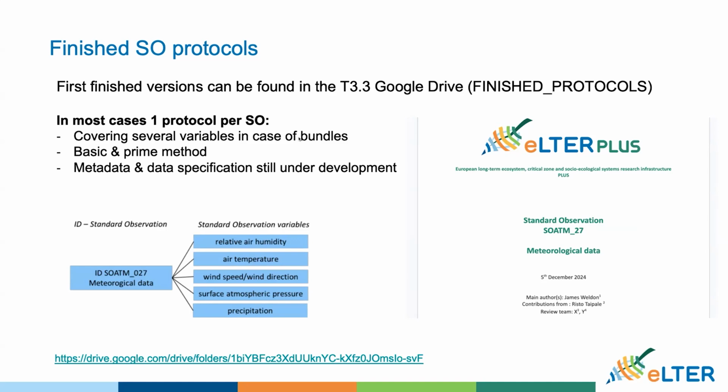So one thing to mention that has caused some confusion sometimes is that the SOs are in many cases, or most cases, bundles of standard observation variables. So there are both the prime and the basic method, and the methods for all of the variables included in the SO bundle are put together into one document. So you will find, for example, an SO protocol for meteorological data, and that will include sections on the variables that are included, relative air humidity, temperature, and so on and so forth. There are not separate documents for each of these. They're included into the bundle document.